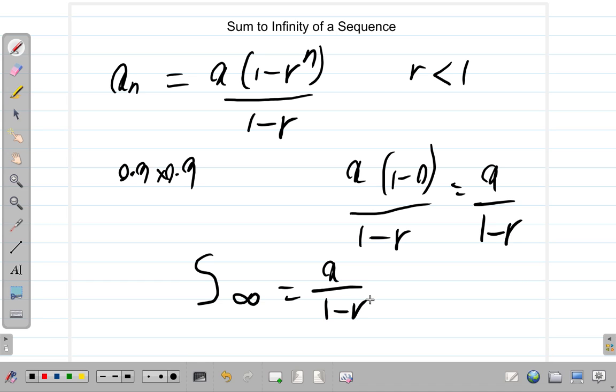All right? So basically, the only sequence that you can add to infinity is a geometric sequence when the common ratio is less than 1. And the formula for that, sum to infinity, is a divided by 1 minus r.